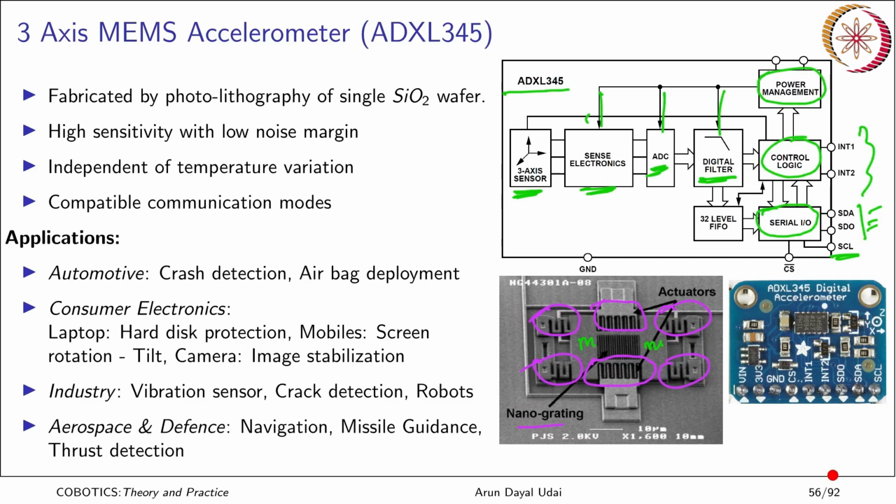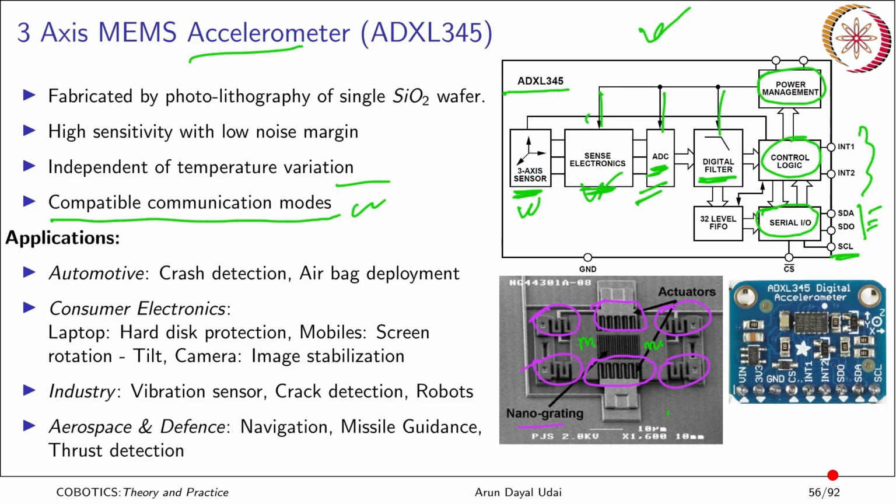So you see there is a sensing element, that is the MEMS, the mechanical system. You have sense electronics which detect the change in capacitance, convert it to digital form, filter it, and transmit it. So the whole of this is an accelerometer sensor. It is independent of temperature variation because it is packed within a vacuum inside the chip. Compatible communication modes are there. It can be I2C, SPI, UART, or various other forms in embedded systems.